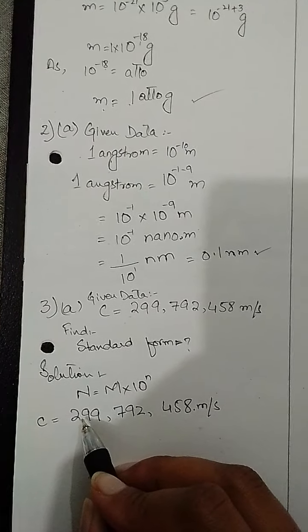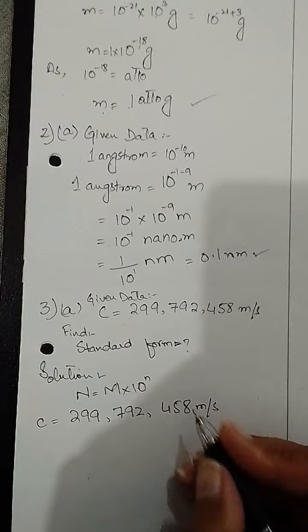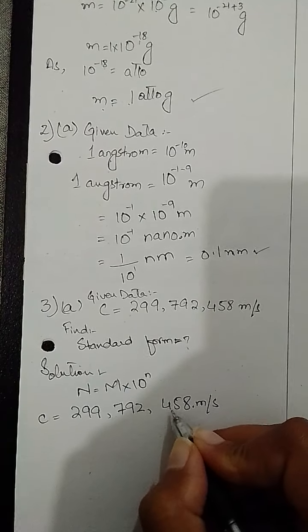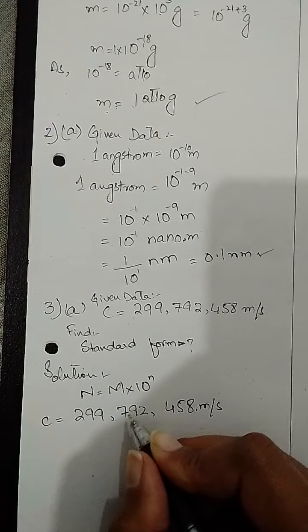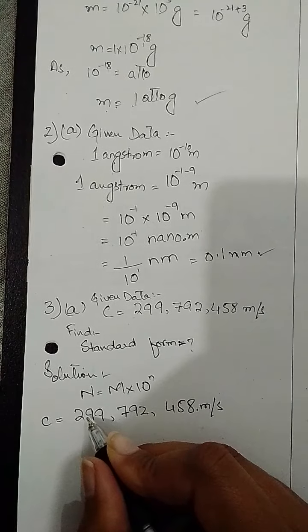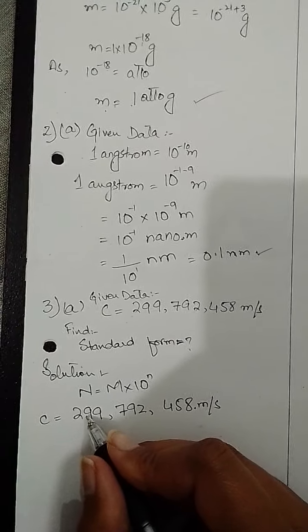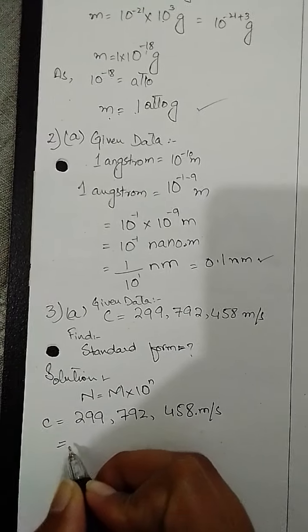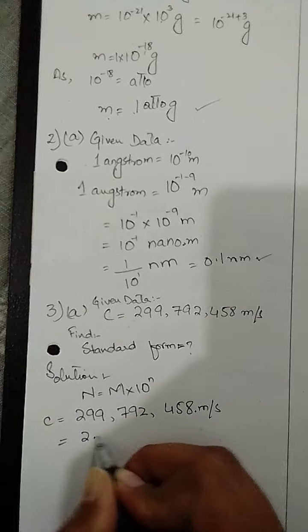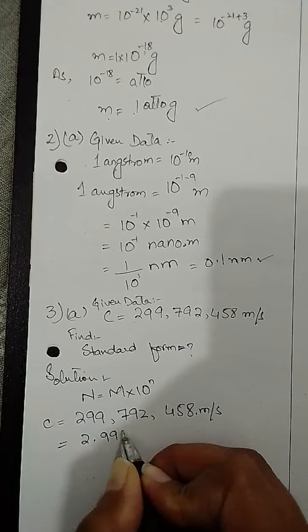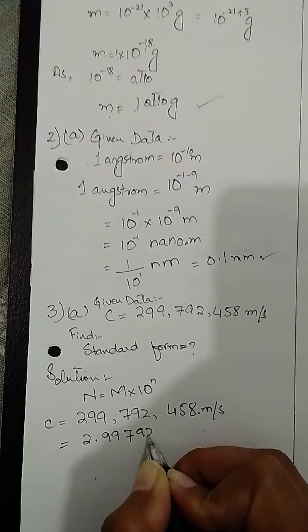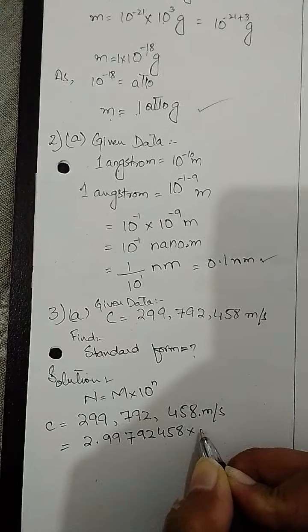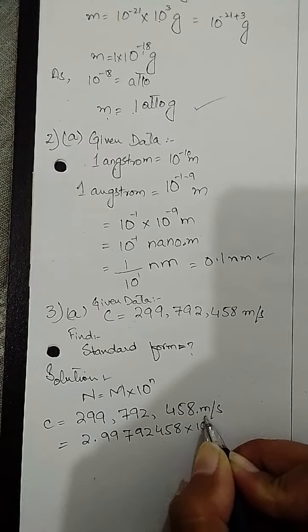So the first non-zero digit is 2. So we have to take this decimal point and make some jumps. 1, 2, 3, 4, 5, 6, 7, 8. So we have jumped 8 times to the left. So it would become 2.99792458 multiplied by 10 raised to the power 8.